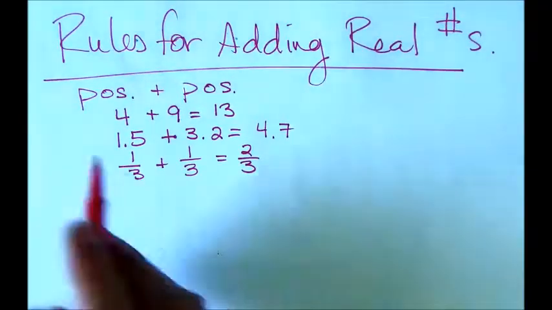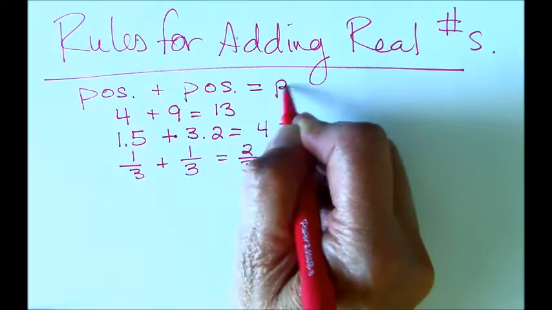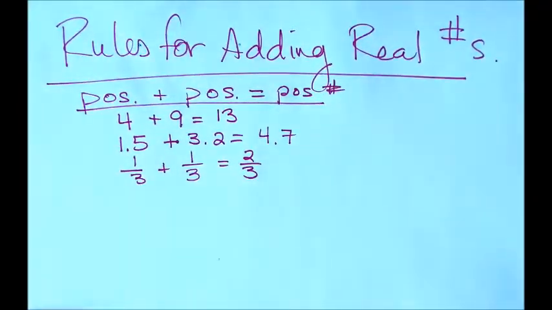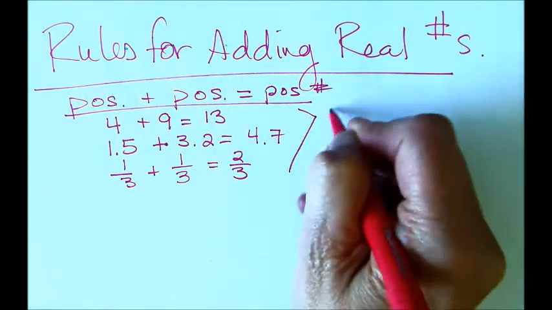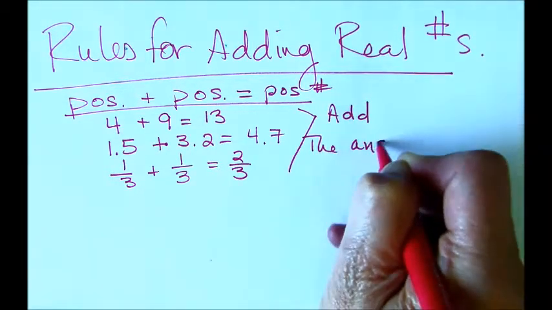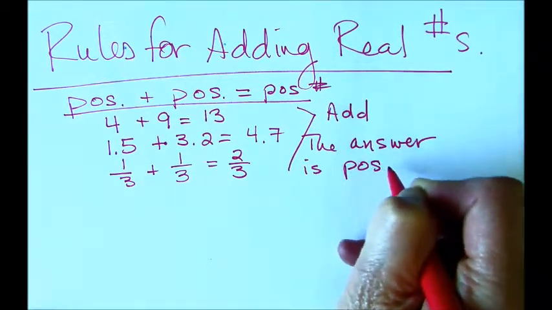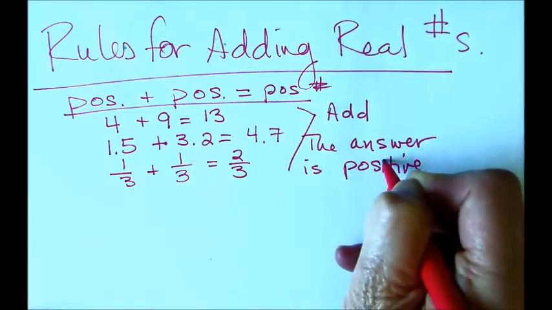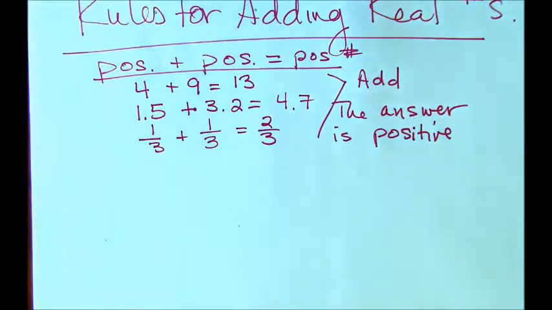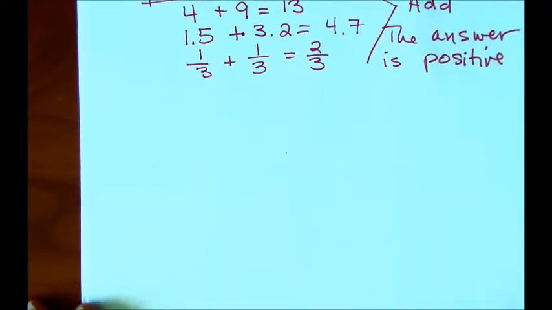So in all of these situations, when we add a positive with another positive, our answer is going to be a positive number. Okay? So we want to add, and the answer, or the sum, is positive. Okay, that's the first situation or possible problem that you're going to come across.